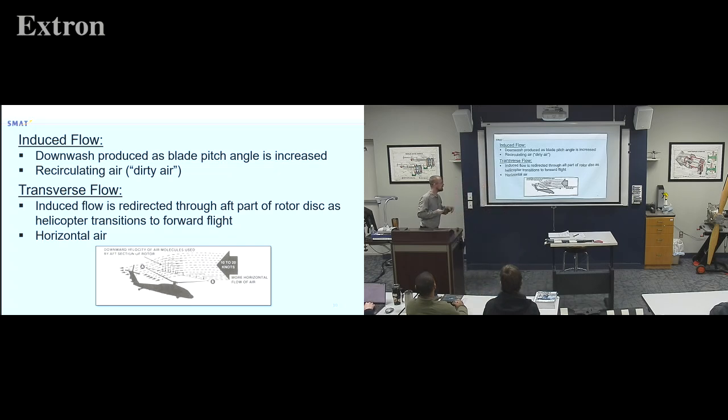But transverse flow is when induced flow is redirected through the aft part of the rotor disc as the helicopter transitions to forward flight. So we take air and it's transitioned this way instead of recirculated. Okay? Horizontal air.